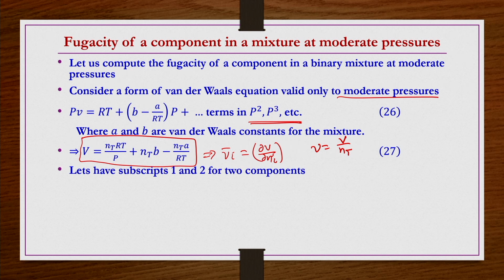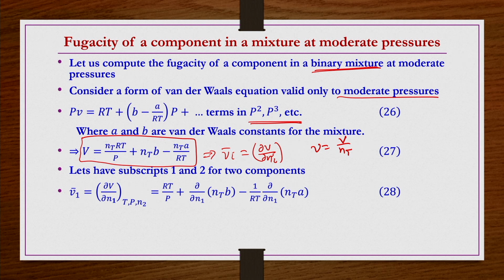Let us have subscripts 1 and 2 for two components. For simplicity, we are starting with a binary mixture at moderate pressure. Then we find what is phi 1, so we have to know what is V1 bar. V1 bar is nothing but dou capital V by dou N1 at constant temperature, pressure and N2. There are only two components, so N1 and N2 are the only moles present.